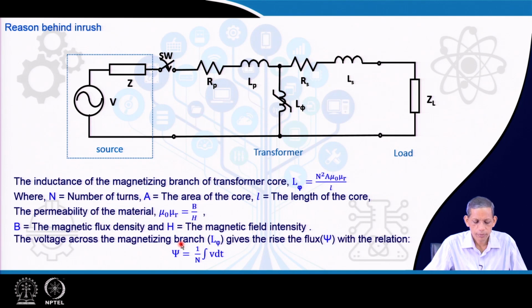Furthermore, the flux which is produced by this I phi through the shunt path is related to the voltage in terms of 1 upon n integration of V dt, or we say V equals d psi by dt, and that relates to the transformer EMF equation also.